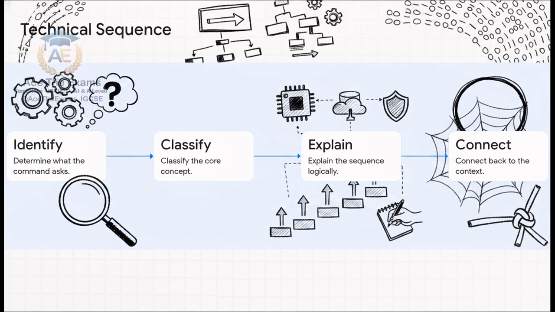1. Identify the demand. What exactly is that command word asking you to do? 2. Classify the concept. Is this a hardware selection issue? Is it a data handling process? Or is it a security judgment? 3. Explain the sequence step by step. In computer science, clarity of sequence matters immensely. Don't jump forwards and backwards in time. Be chronological. 4. Connect it back to the context. This 4-step structure is your absolute safety net in the exam room.